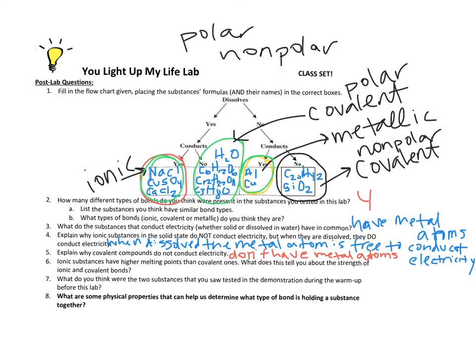Okay. Number 6, ionic substances have higher melting points than covalent ones. What does this tell you about the strength of ionic and covalent bonds? So basically it's asking which one is going to be stronger then. So if we think about it, if ionic substances have higher melting points than covalent ones, that means that the ionic bond is a strong bond. So ionic bond is stronger than covalent.